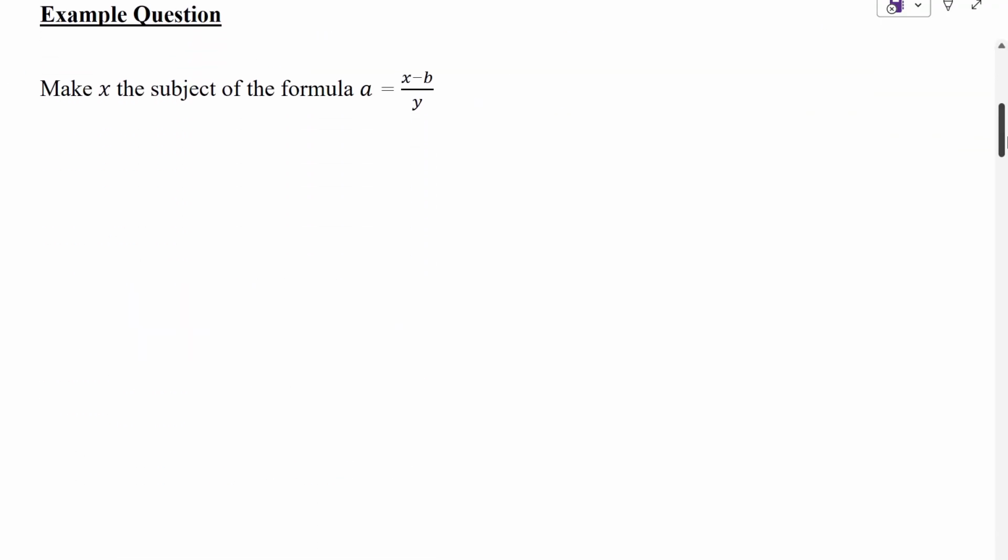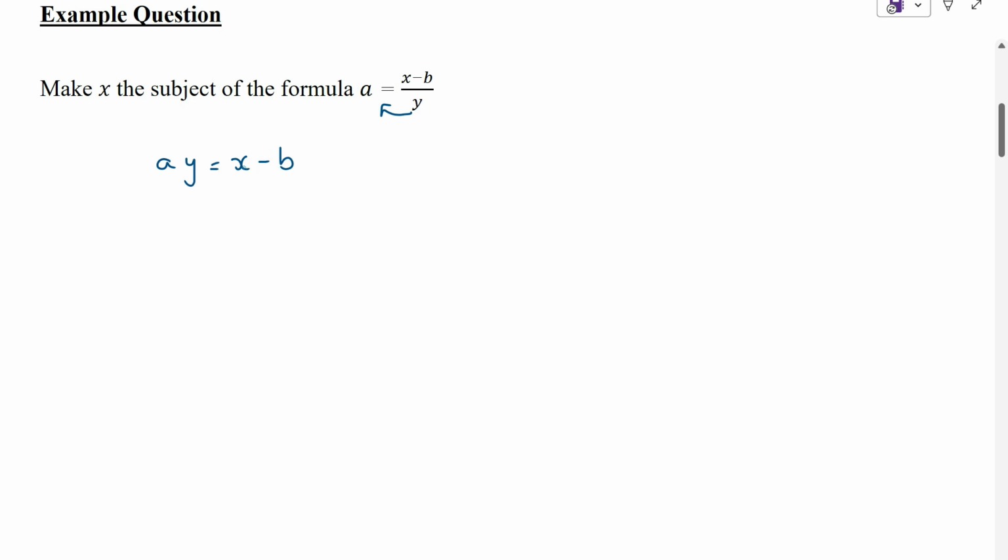Starting off, we have a question here. We need to make x the subject of the formula a equals x minus b over y. The first step that I like to take in these questions is trying to make this equation linear, by which I mean getting rid of any brackets and, in this case, any fractions. So we can get rid of this y, take it over and multiply. That would give us ay equals x minus b.